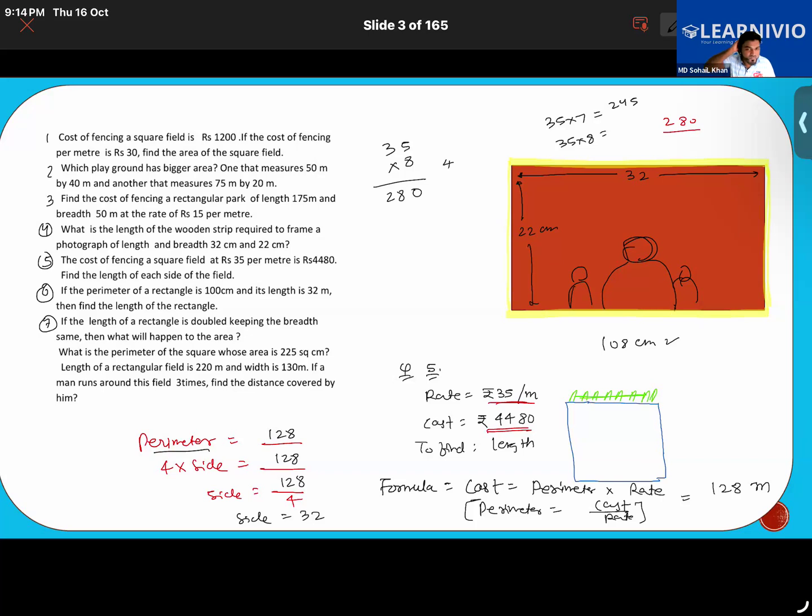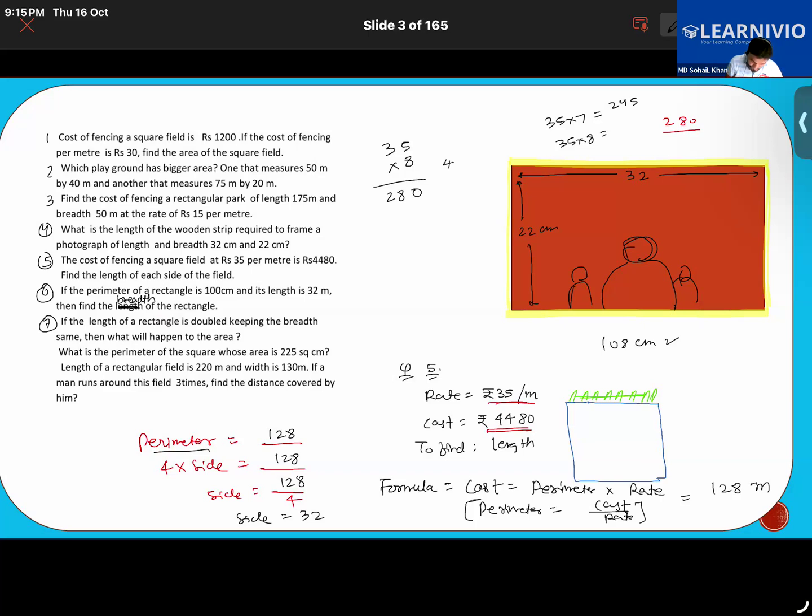Okay. Then look at question number 6. It says, if the perimeter of a rectangle is 100 centimeter and its length is 32 meter, then find the length of the rectangle. I think it's breadth. Perimeter is 100 centimeter and length is 32 meter. Then find the breadth of the rectangle, it should have been, no? Yeah, there's a mistake. Then find the breadth.